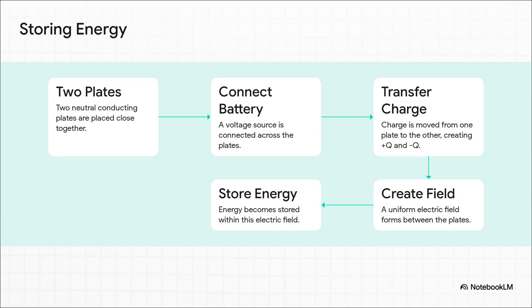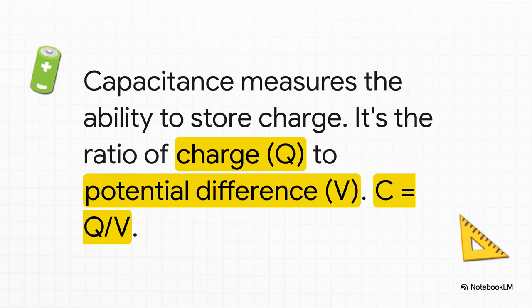So this process right here, it shows us exactly how we turn that abstract idea of potential into real, tangible, stored energy. A battery does the work of pulling charge from one plate and shoving it onto the other, building up that potential difference. And the energy the battery used to do that work, it's now stored right there in the electric field between those two plates.